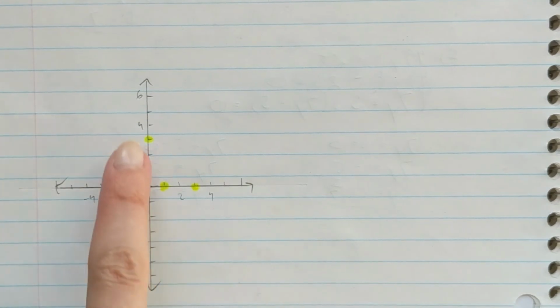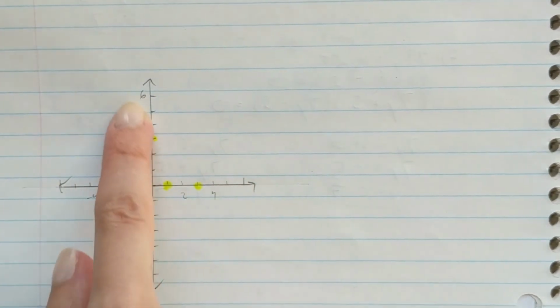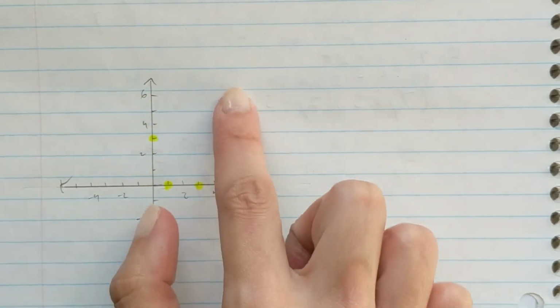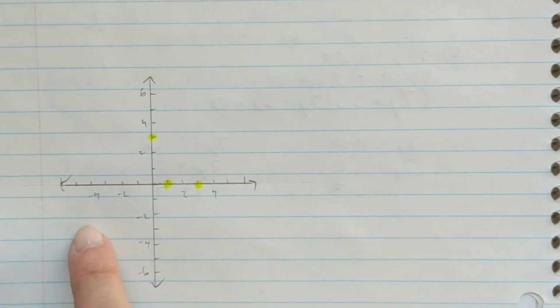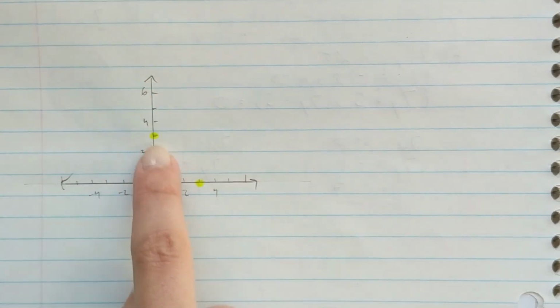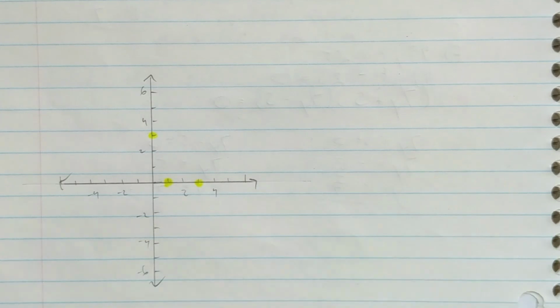So we can already tell we have a bit of a parabolic shape here. It looks like it's going to be going up. It wouldn't make sense for it to be going down because then it wouldn't pass through one of our x-intercepts, so it has to be opening up.